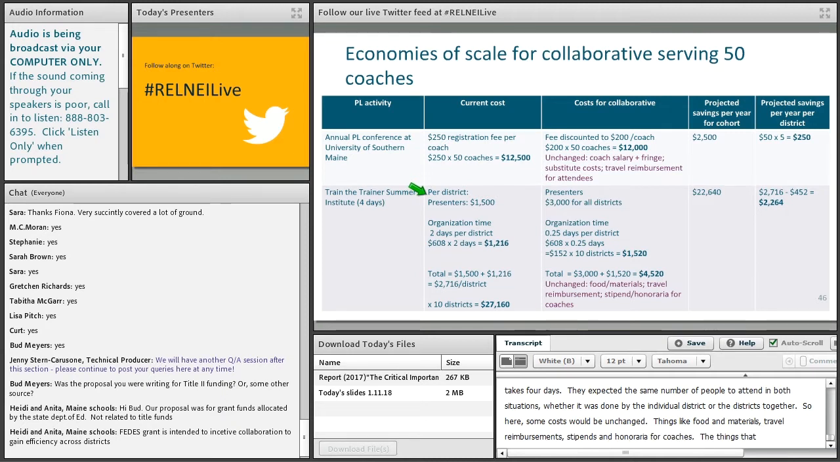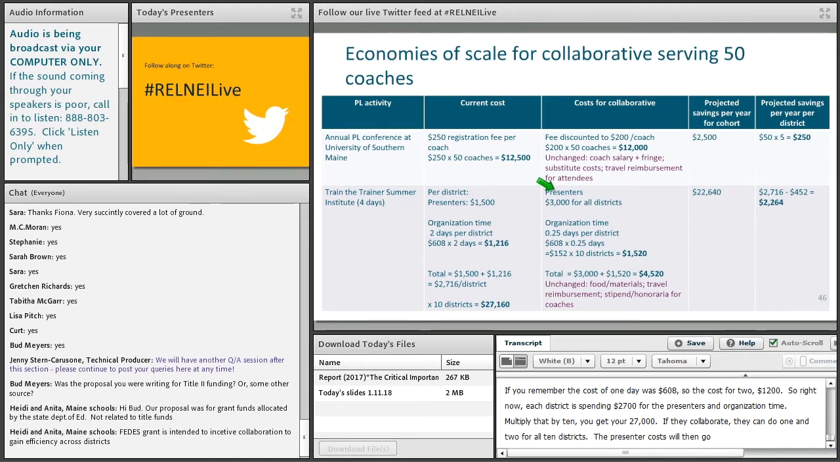And right now, districts are paying $1,500 each for the presenters. And each district is spending 2 days a year organizing this particular activity. If you remember, the cost of 1 day was $608, so the cost for 2 is $1,200. So right now, each district is spending $2,700 for the presenters and organization time. Multiply that by 10, you get your $27,000.